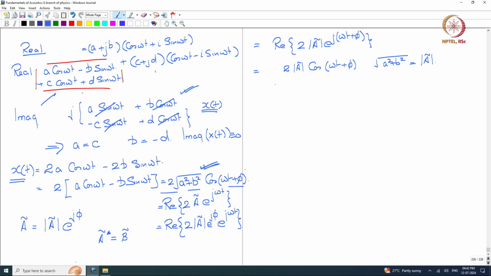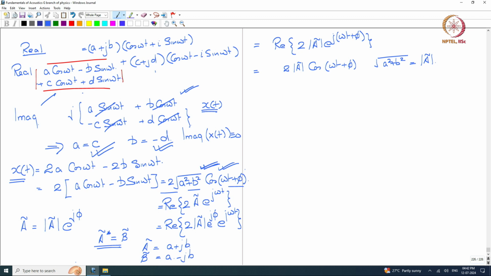Okay. So, now A tilde is A plus jB, and B tilde is C plus jD, but we have found that it is C minus jB or A minus jB, A minus jB from here. Okay. So, this is true, and that is how the answer has come out automatically real.